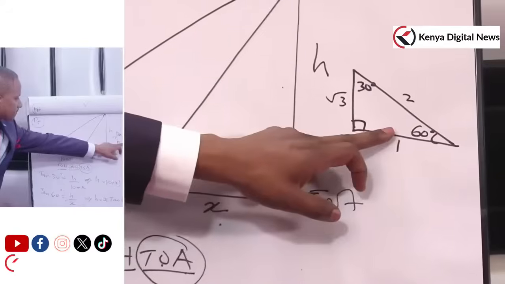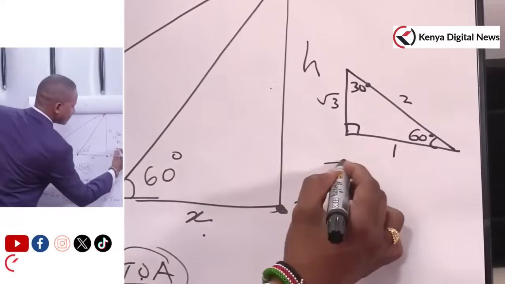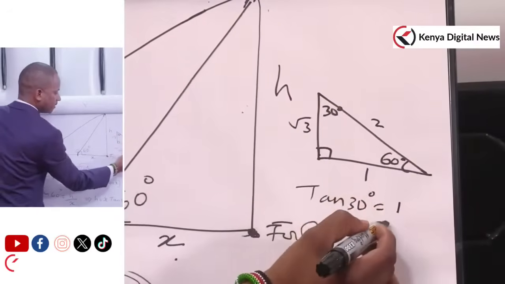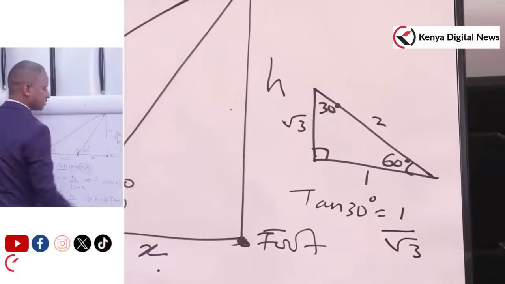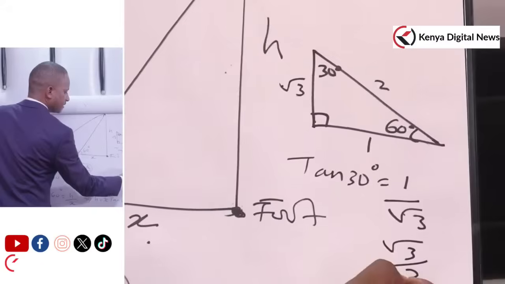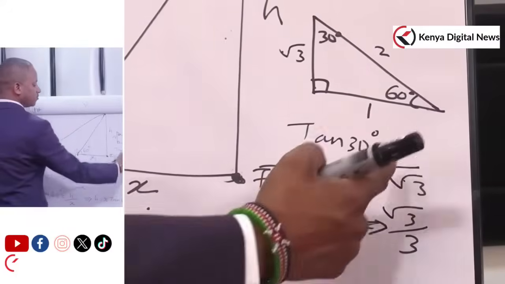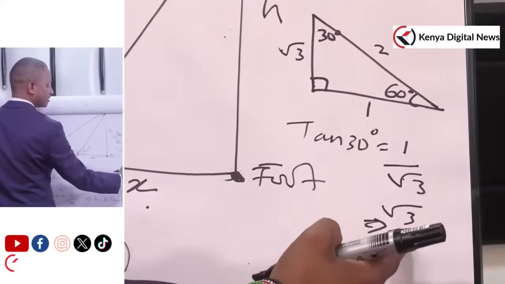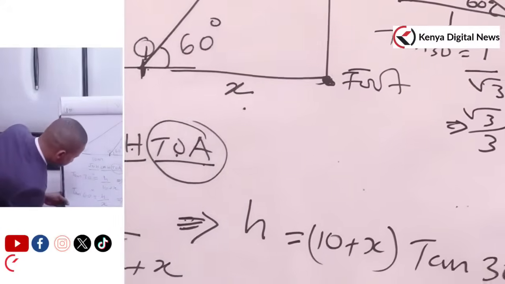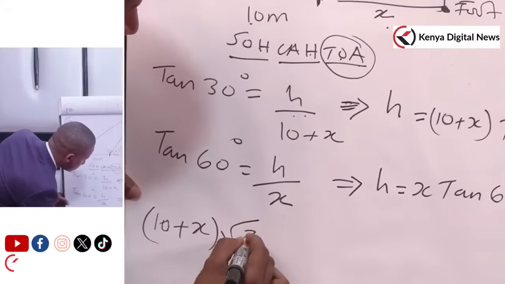We said that we want tan of 30. Tan 30 from here, degrees, equals opposite, which is 1, over adjacent, which is root 3. 1 over root 3, you rationalize, because it is a surd, by multiplying the denominator by root 3, numerator by root 3. You will remain with root 3 over root 9, which is root 3 over 3. So from here, we have 10 plus X, follow me keenly, into root 3 over 3.